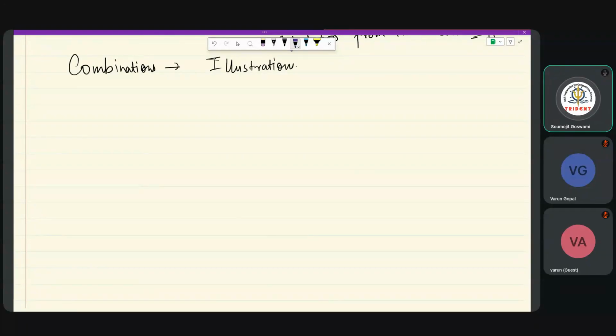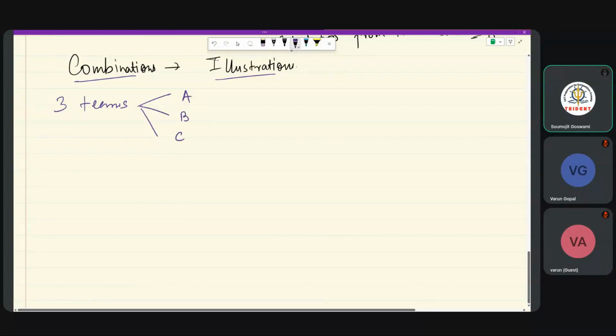And now you will start appreciating some of it. One of you was saying games and tournaments, right? So suppose 3 teams, let's call them A, B, and C. There are 3 teams. And we need to organize, let's say, all possible games. We have to organize all possible games among themselves.